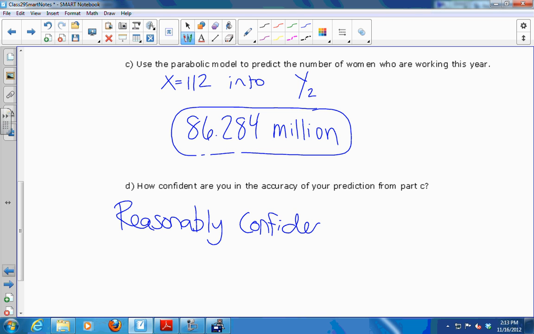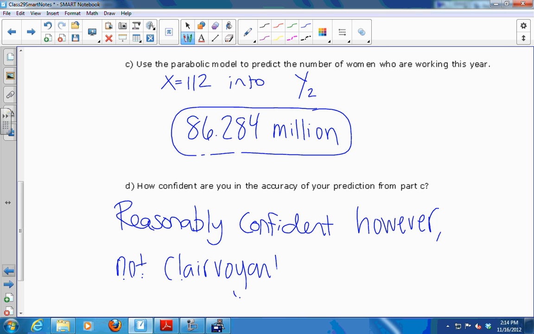So I can be reasonably confident because my data went up to the year 2000. 2012 isn't that far outside the data set. 12 years still, though, a lot of things can happen. And in fact, we did have a gigantic recession, right, between 2000 and 2012. So we can be reasonably confident. However, it's not clairvoyant, right? We can't put all of our trust in a mathematical model.